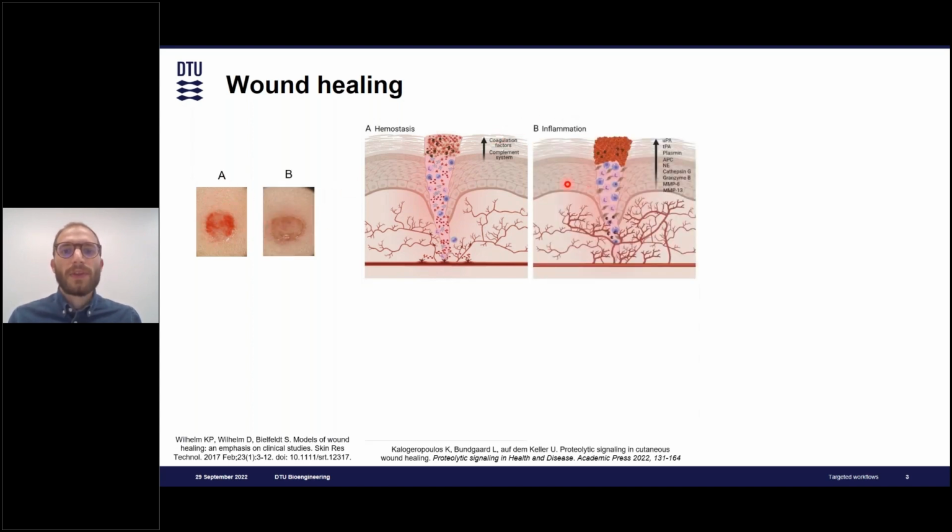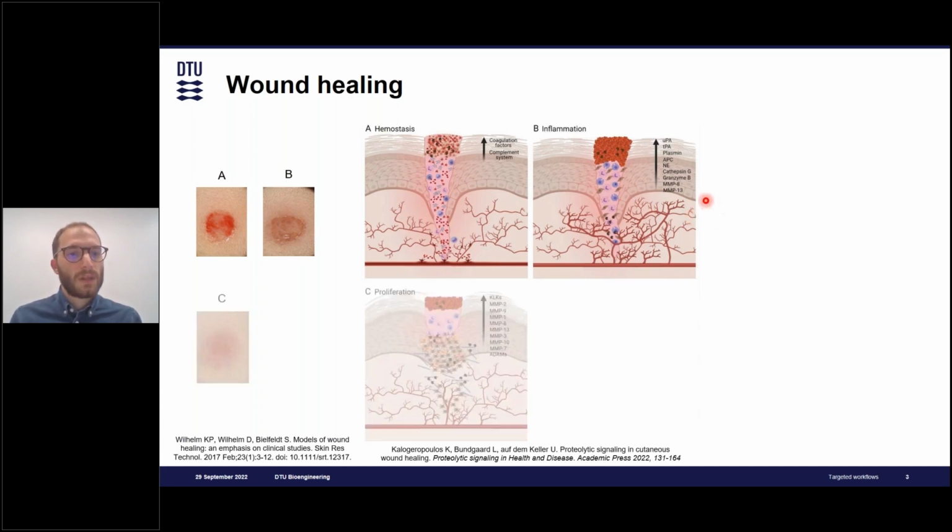Next up, we have the inflammatory stage, where immune cells and other cells are recruited to the wound site, and they express cytokines, and they begin the processes of pathogen clearance and phagocytosis.